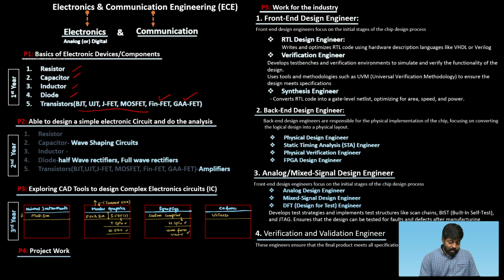Once they are comfortable with the basic properties of electronics and the characteristics of the electronic components and devices, they will go to the second phase, where in the second year they start constructing electronic circuits by combining components. A resistor and capacitor will be one form of circuit, and a capacitor along with a diode is another. Simple circuits like wave shaping circuits, half wave rectifiers and full wave rectifiers will be made, and using transistors they will make amplifiers.